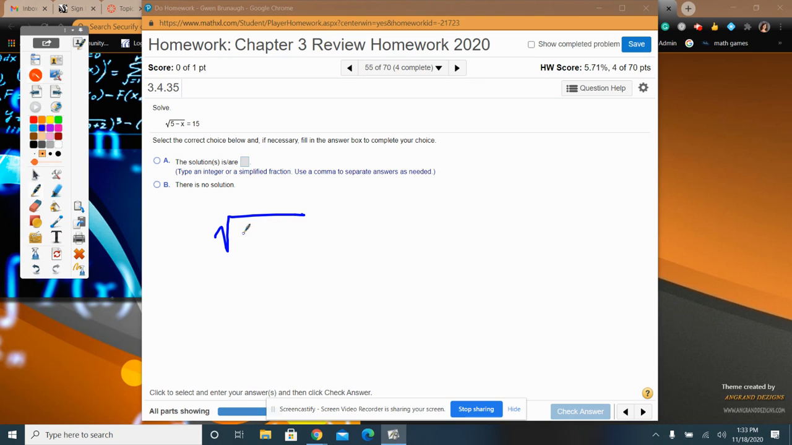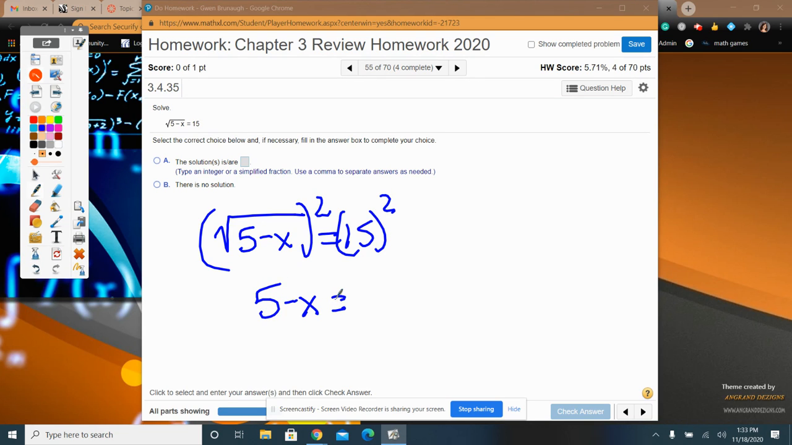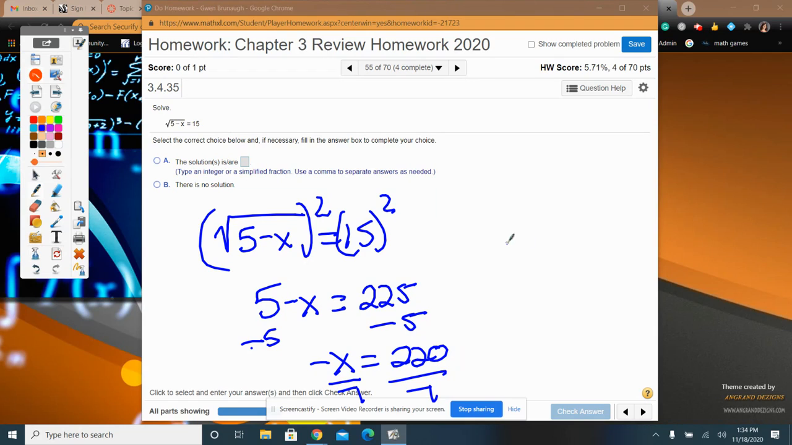The square root of 5 minus x equals 15. Square both sides, and you get 5 minus x equals, well, what is 15 times 15? That's 225. So you subtract 5, and that gives you negative x is 220. Divide by negative 1, and x is negative 220. Let's check that out. Plug it in. 5 minus negative 220 is 5 plus 220. So that is the square root of 225, which is 15. So that is the answer.